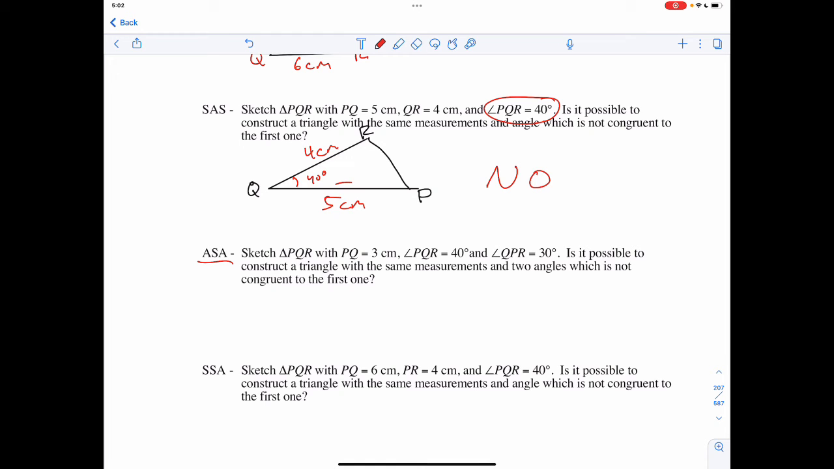If I know two angles and a side length, this is going to be 40 degrees. This is going to be 30 degrees. Well, I don't even need to write the side length because I know that if that's 30 and that's 40, no matter what, the last angle has to be 110 degrees in here right away. So I can't have different angles. There's no possibility for new angles to crop up.